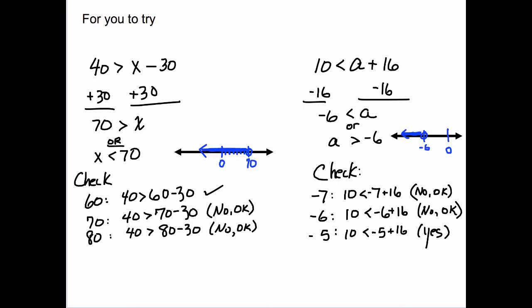And now I just put the solutions graphed on a number line for you so that you can see what those look like.